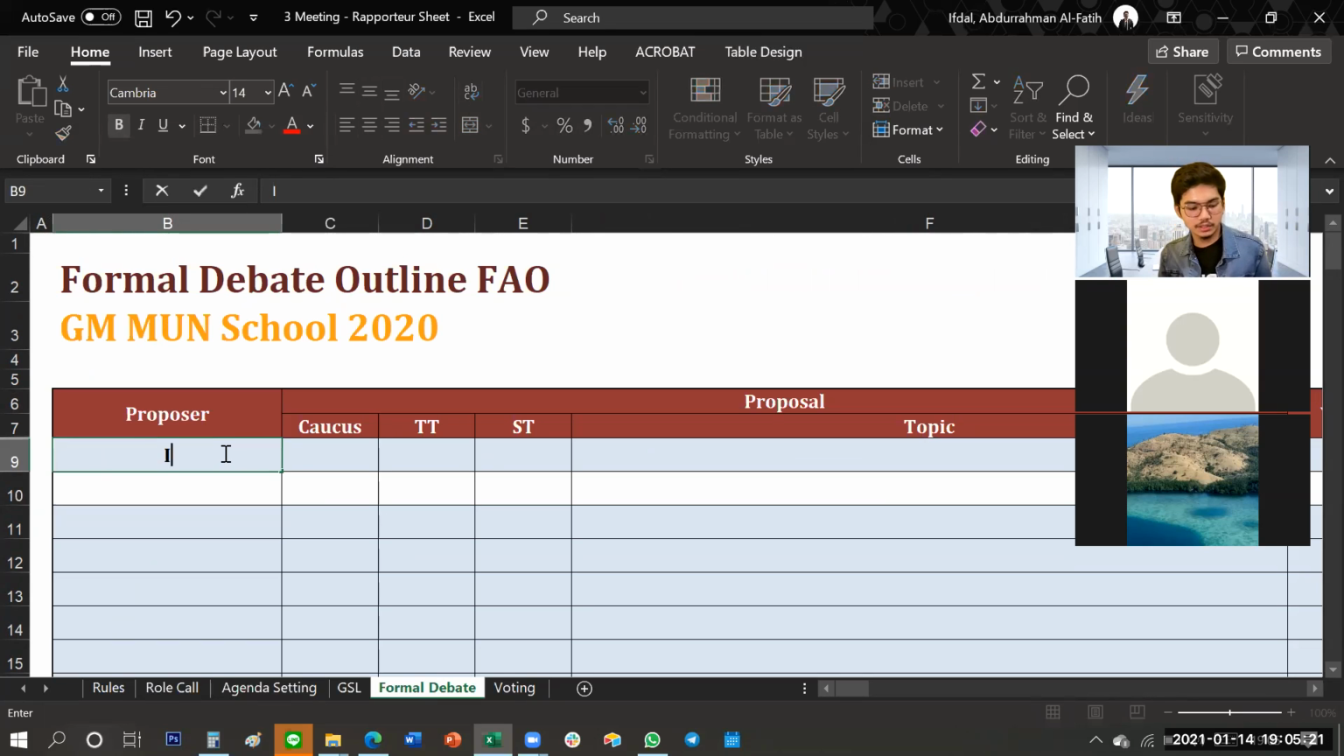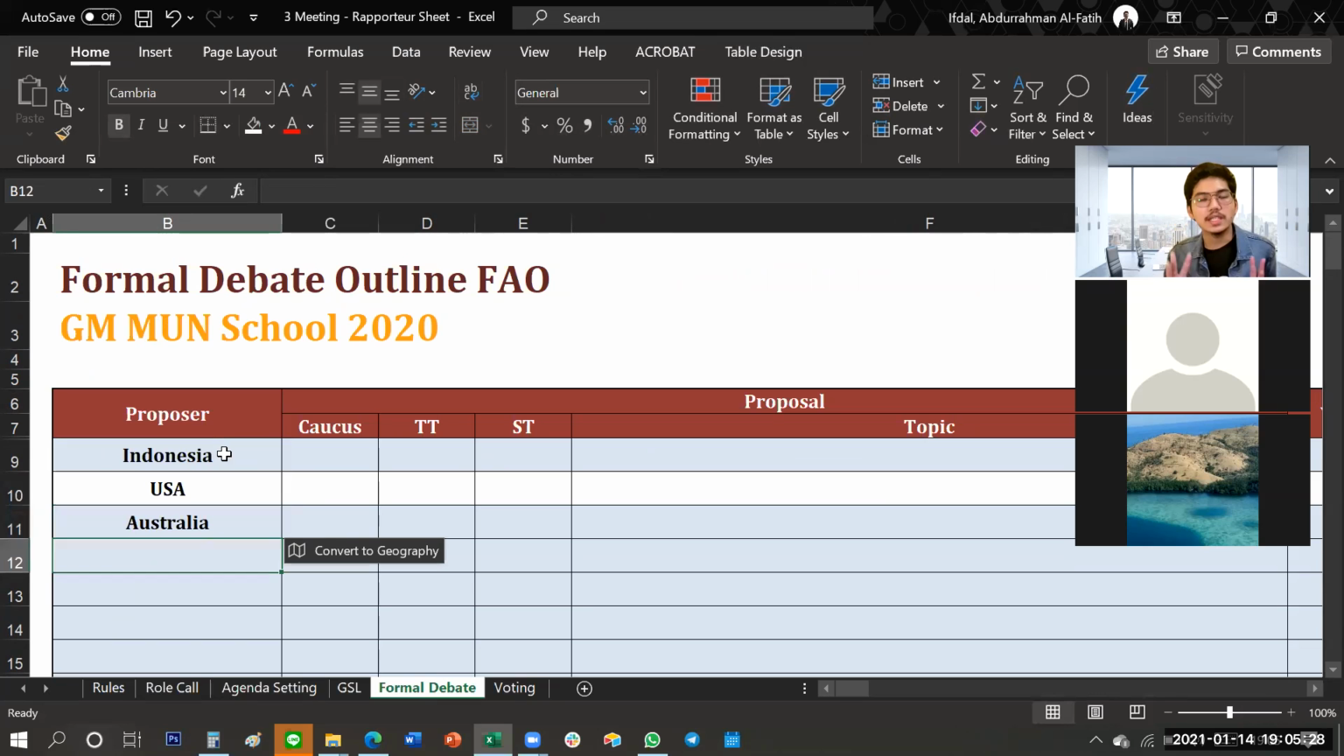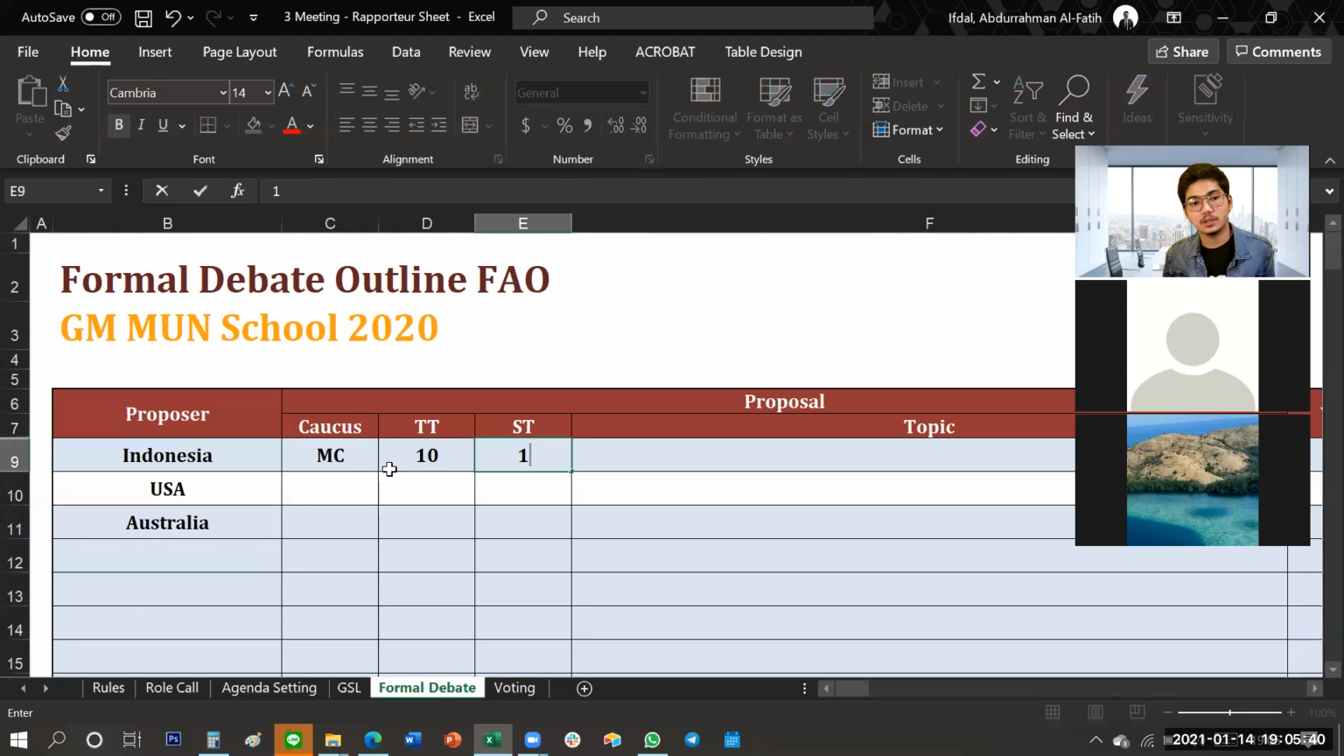For example, Indonesia again. We use Indonesia, USA, and Australia. The chair will always choose 3 delegates in a pool of a lot of delegates. Okay. For example, Indonesia proposes a moderated caucus for 10 minutes total time, 1 minute speaking time each about root causes.